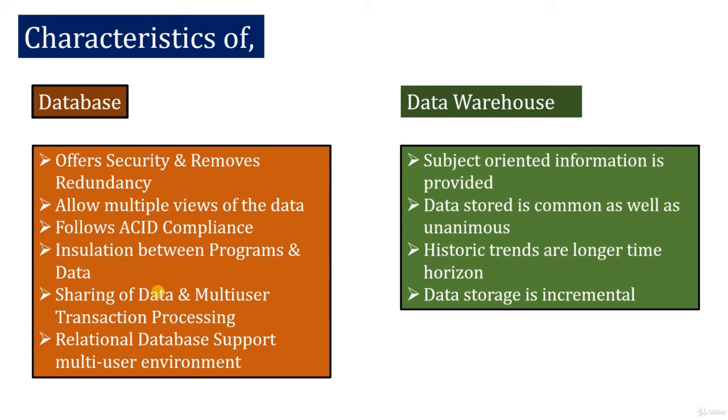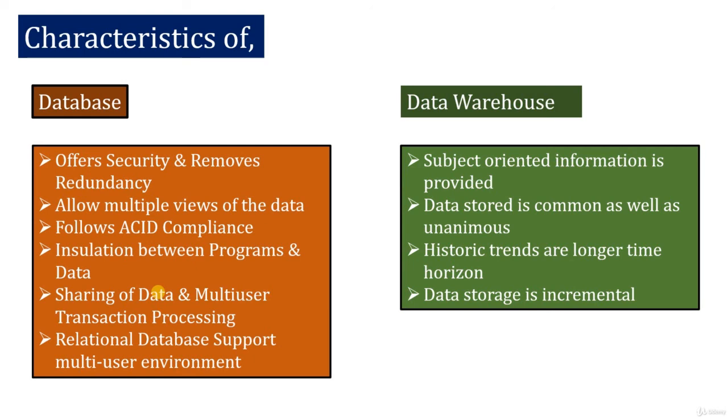The third thing is historic trends or a longer time horizon. The time horizon for the data warehouse is relatively extensive compared to other operational systems. Yes, the data stored in the data warehouse can be historic, even 5 years, 10 years, sometimes even 50 years. Unlike a database, which holds data up to a day or a week, this is called a data warehouse.